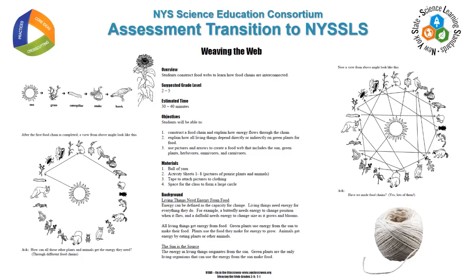Weaving the Web is a kinesthetic lesson where students pass a ball of yarn, physically modeling the movement of energy in the ecosystem. They should make the connections that the energy from the sun moves along food chains and food webs. Individually, or in a group, review the lesson and the 2 PLDs related to the lesson.